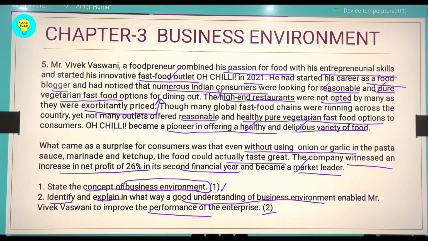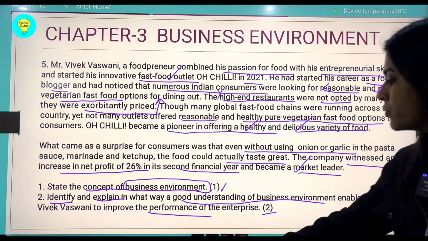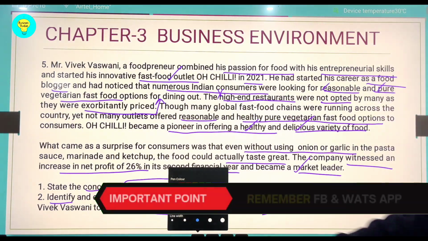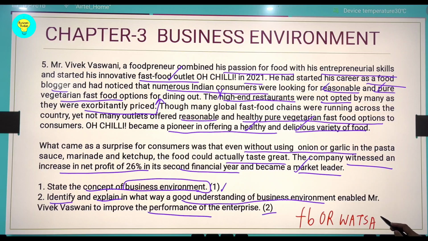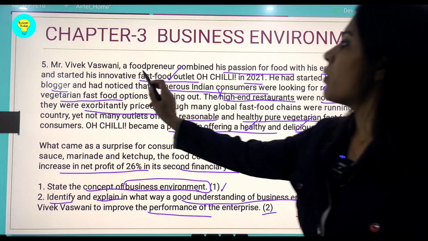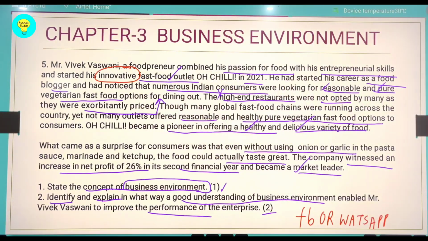So just now, students, we have talked about a few points which you must be remembering with the acronym FB or WhatsApp. Now if we link these points with the acronym, you can clearly say that the question first of all talked about his innovation for the fast food outlet, and he finally started the career as a blogger.